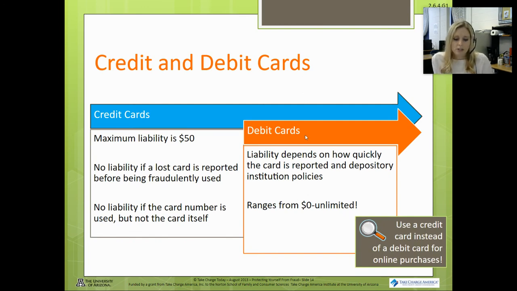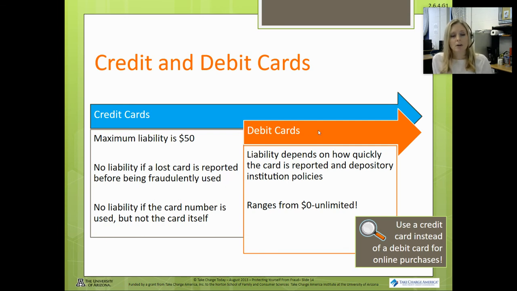All right, moving on to page 3. Why is it recommended to use a credit card instead of a debit card when making online purchases? Here's a little bit more specifics about that. Your maximum liability for any fraudulent charges on a credit card is $50. Maybe it was your fault, maybe it wasn't your fault, but if you didn't spend that money, no matter how much it is, the maximum amount that you could be out of pocket would be $50.